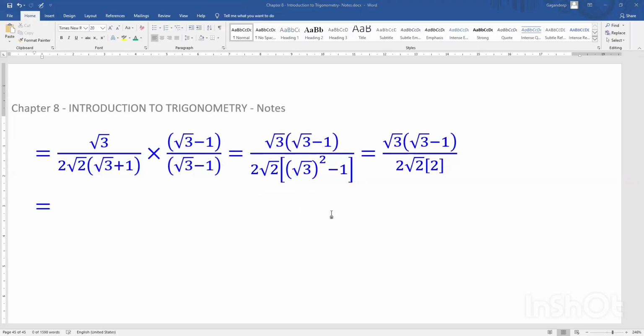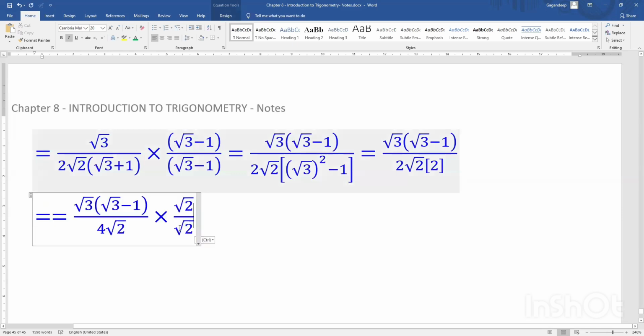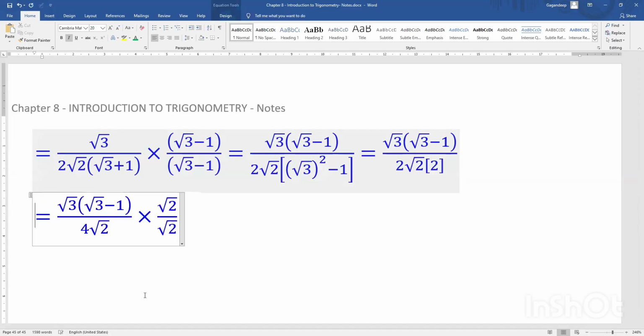Or we can write it as. So now here still we have the irrational number, we have root 2. So what we do is I'm going to rationalize it. So I'm going to multiply both numerator and denominator by root 2. When we do that, root 3 into root 2 will become root 6. And here root 3 minus 1 will be remaining as it is.